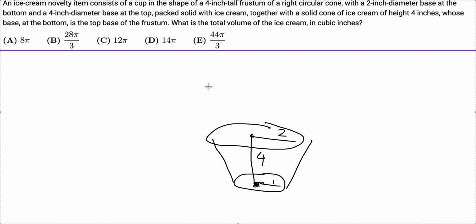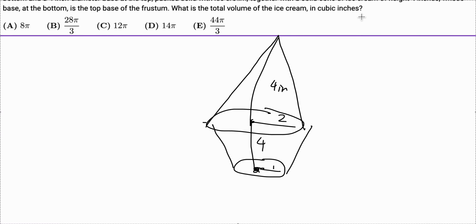So this is the cone. And then we have ice cream. This is also in the shape of a cone. And I guess this is part of the frustum, this part is the cone. And this is also 4 inches, and that's supposed to be the height, but I just can't draw a straight line. I want to find the total volume of ice cream in cubic inches. So we just want to find the volume of this thing.